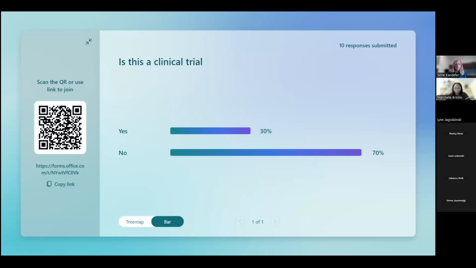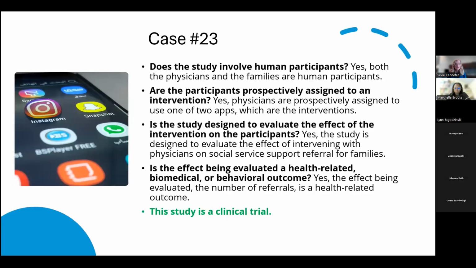We think no. It is. It enrolls human participants. Both the physician and families are the human participants. The physicians are prospectively assigned to use one of two apps, which are the interventions. The study is designed to evaluate the effect of intervening with physicians on social service support referrals for families. The number of referrals is a health-related outcome, so it is a clinical trial.